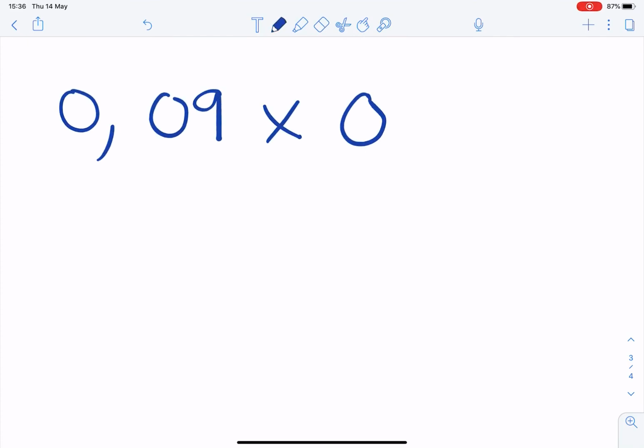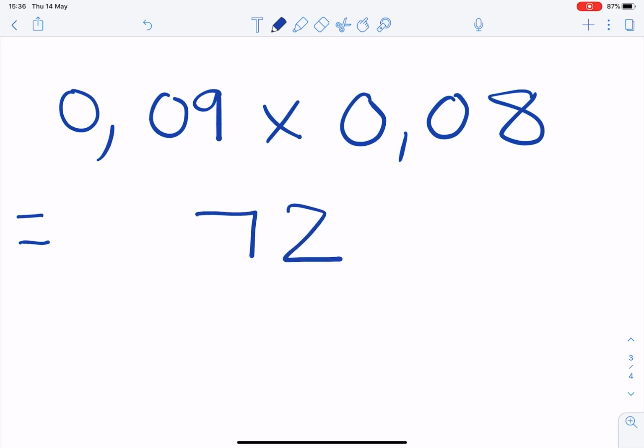Let's look at 0,09 multiplied by 0,08. Watch carefully. Ignore all zeros and all decimal commas. Let's just look at the 9 and the 8. 9 multiplied by 8 is 72.